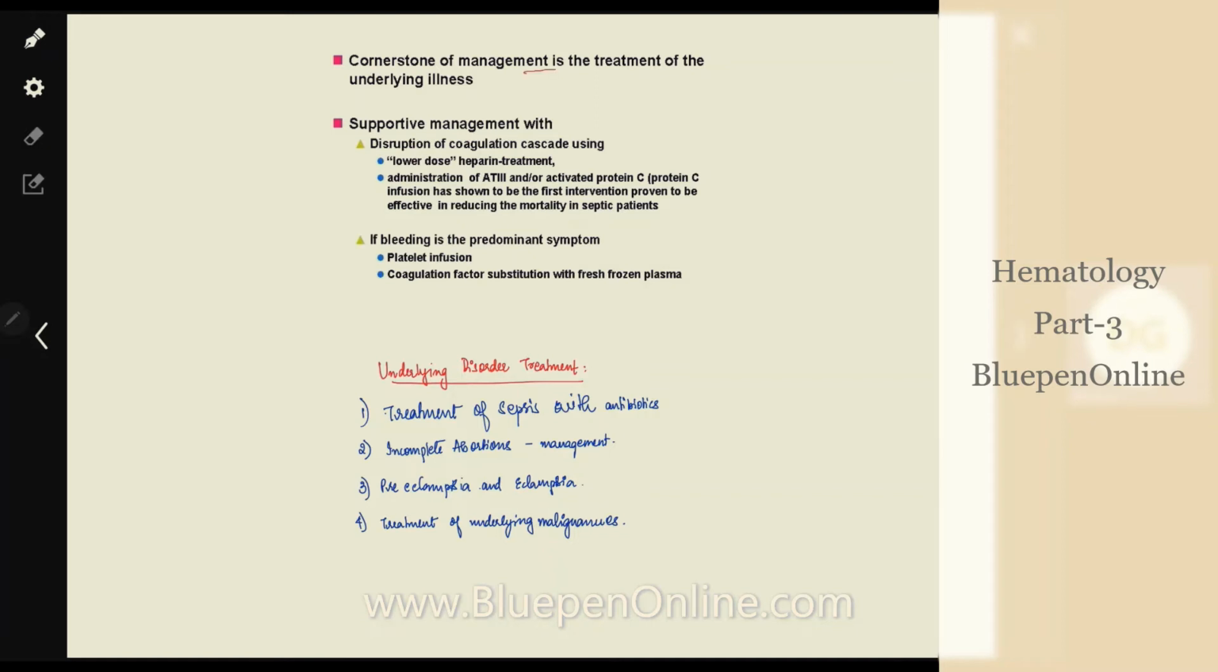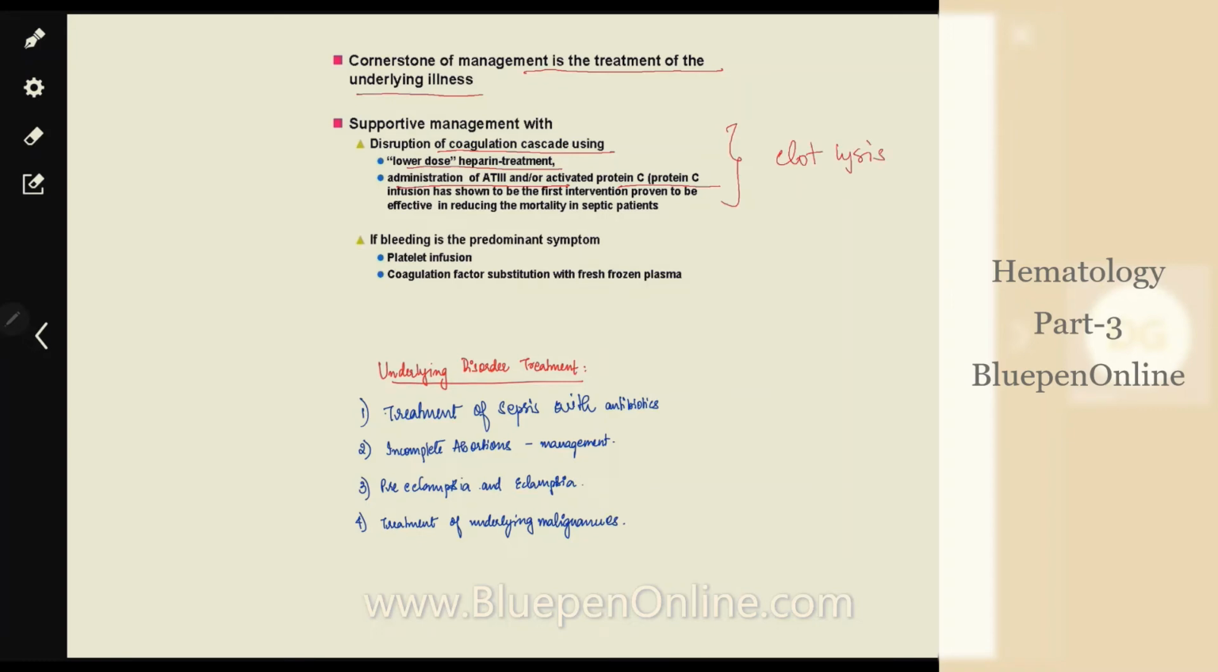The cornerstone of management is the treatment of underlying disease. Supportive management is based on the predominant symptom. So if the predominant symptom is clotting, then we use low-dose heparin treatment, administration of antithrombin 3, activated protein C, so that clot lysis occurs or it prevents clot formation.